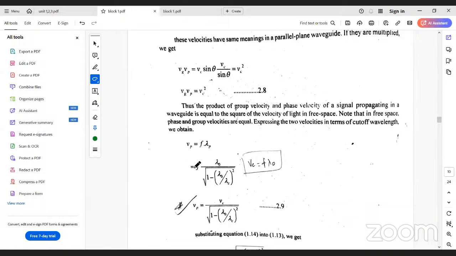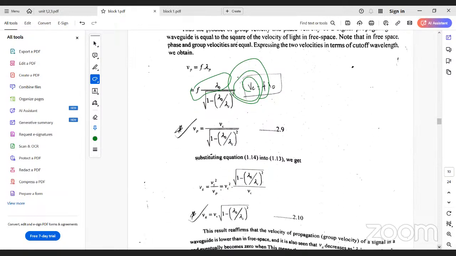V equal to f lambda. Taking f lambda as the velocity of light, Vc, I am substituting f lambda equal to Vc. So what is the formula we are getting? Vp equal to Vc by under root of 1 minus lambda naught by lambda c whole square. This is equation number 2.9.